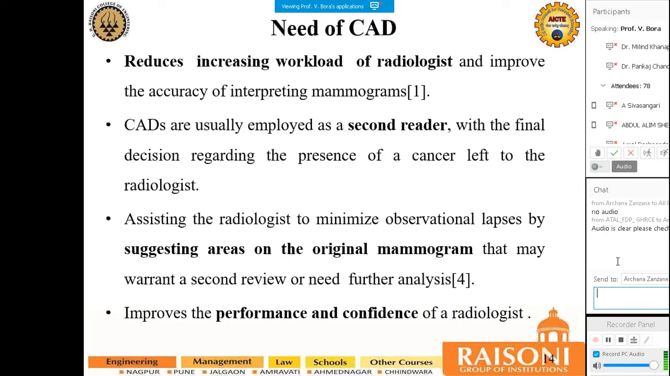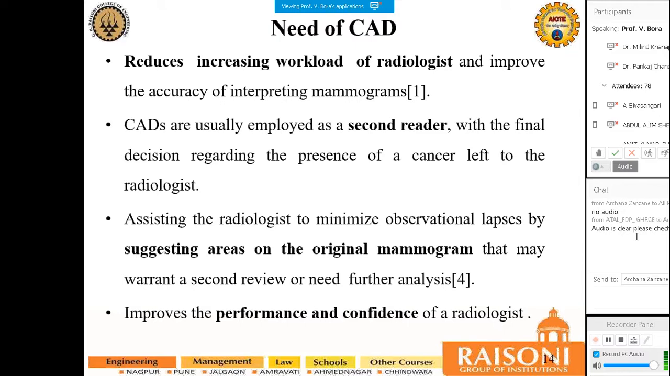If something is there, some problem, like cancer, it actually changes the architecture of the breast tissues. So with a normal radiologist, it may get unobserved. That architectural distortion may not get highlighted by the radiologist. But the CAD system mentions this: it suggests this area, these are the areas where you need to do further analysis. So it improves the performance and the confidence of the radiologist.